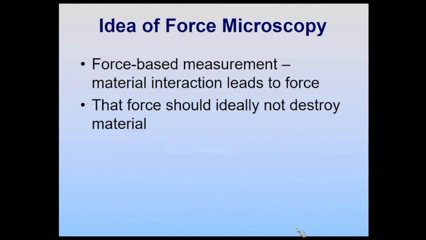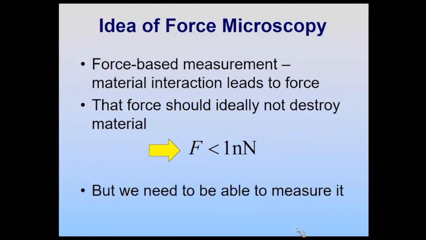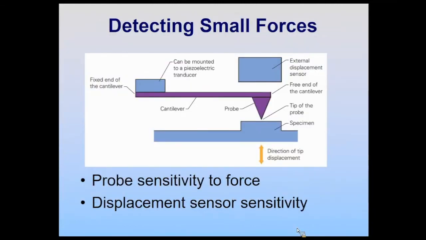So force microscopy is a force-based measurement. The idea is that some interaction between the tip and the sample leads to a force. You hope that that force doesn't destroy the sample, so you want to keep the force small, maybe under a nanonewton. But it needs to be big enough that we can actually measure it. So how do you do that?